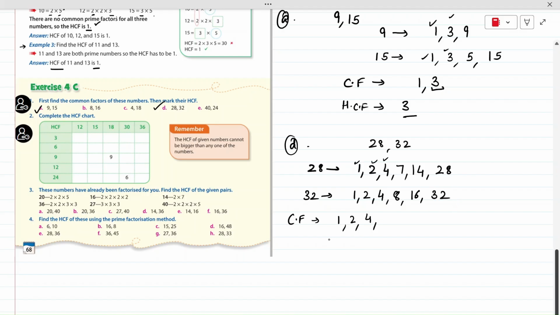So these are the common factors, out of which we have to find the highest one, which is 4. 4 is the highest common factor here. Okay, so this is how we have to do this question.